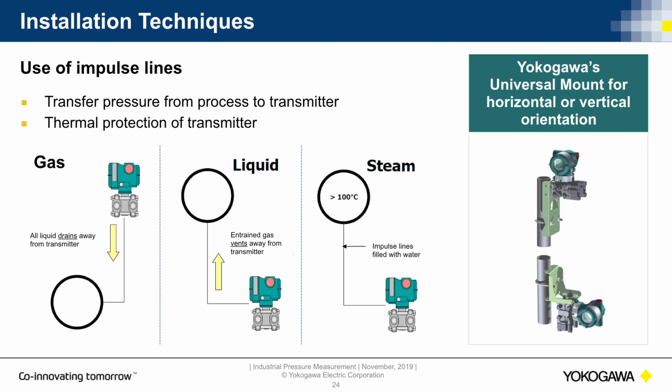So you can see on the right, for the Yokogawa transmitters, we offer a universal mount. This allows you to mount your transmitter in either a horizontal or a vertical orientation. This is a great solution if you want to stock some of the transmitters and you're not really sure where and when they're going to be used, so you don't have to order a specific mounting style and then be stuck if you don't have the right one at the time that you need one.